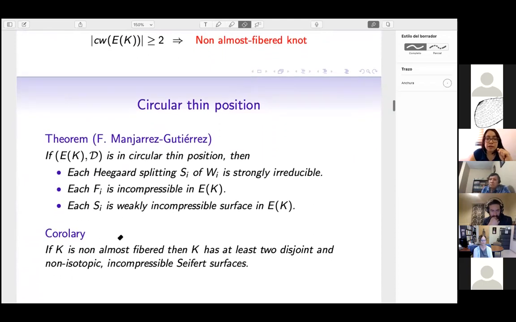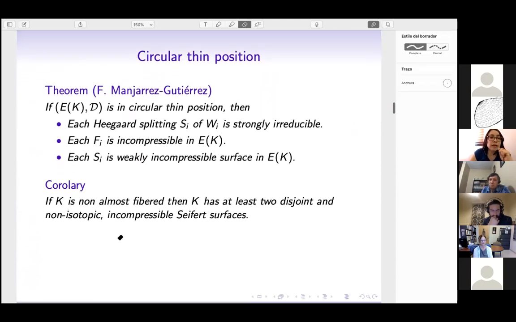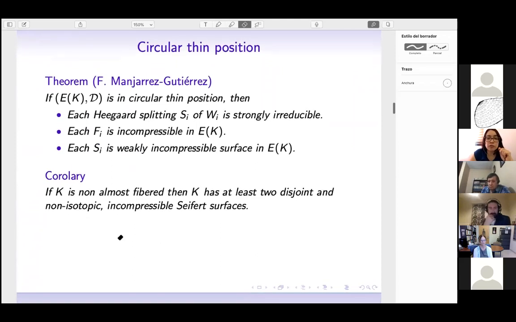So this was a brief description of a work of Fabiola Manjarres in 2009. She proved the following theorem, which says that when we have our knot in circular seam position, then each one of the Heegaard splittings is strongly irreducible.